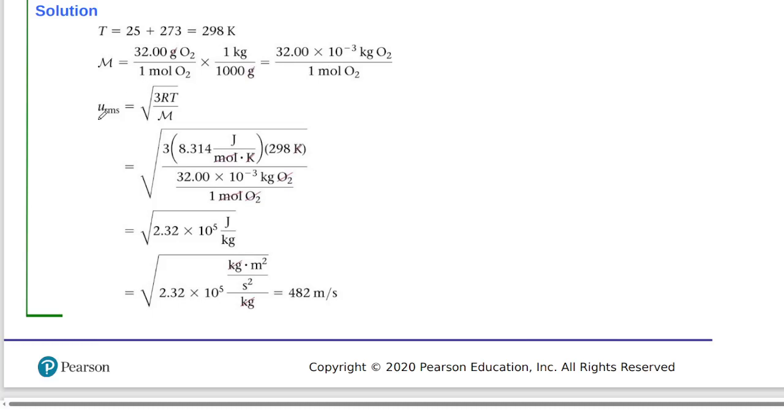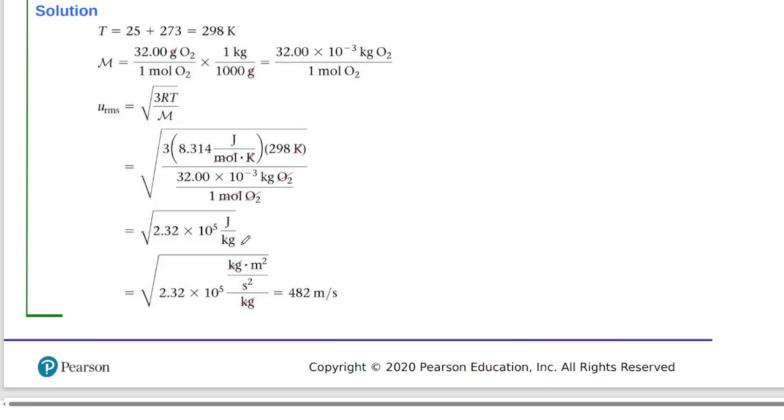Now the root mean square velocity is just the square root of 3RT over the molar mass in kilograms per mole, so that gives us 3 times R in energy units, that's 8.314 joules per mole Kelvin, times 298 Kelvin divided by 32 times 10 to the minus third kilograms per mole for O2. That gives us the square root of 2.32 times 10 to the fifth joules per kilogram.